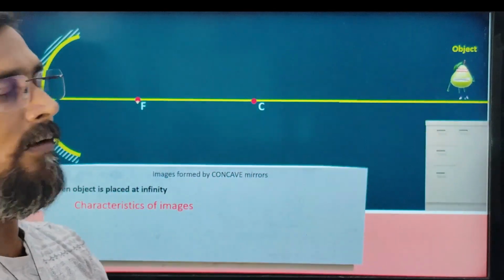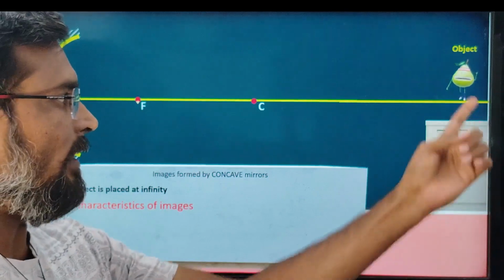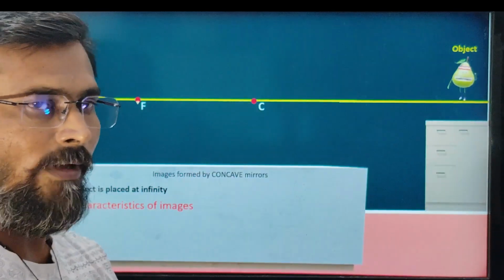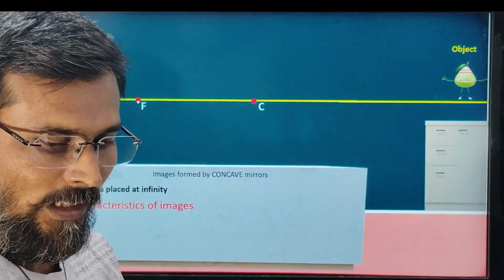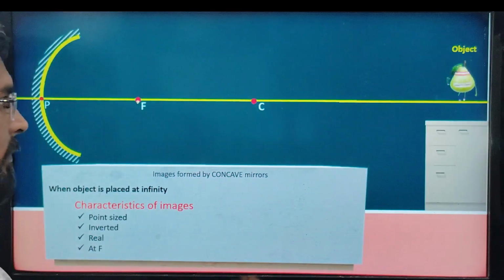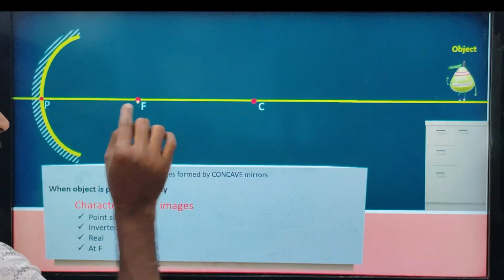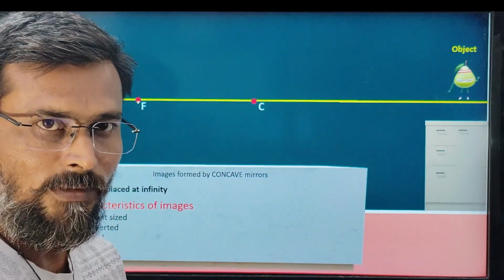Now let us look at when the object is at infinity. You can see our dance master is here, very far away from the mirror. At that time, the characteristics are: the image is formed very small, a point-size image is formed.